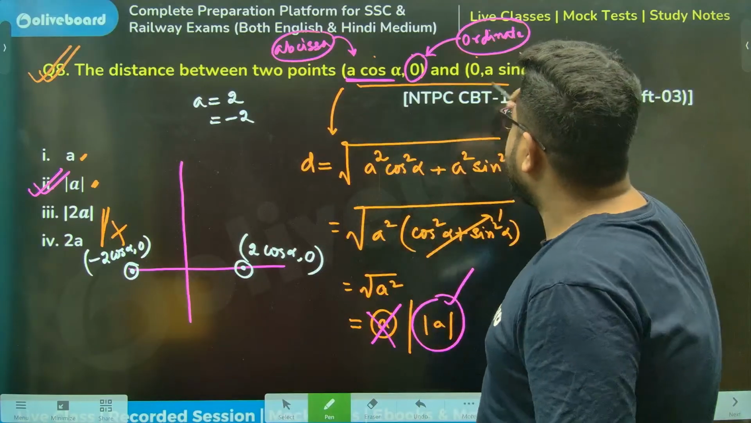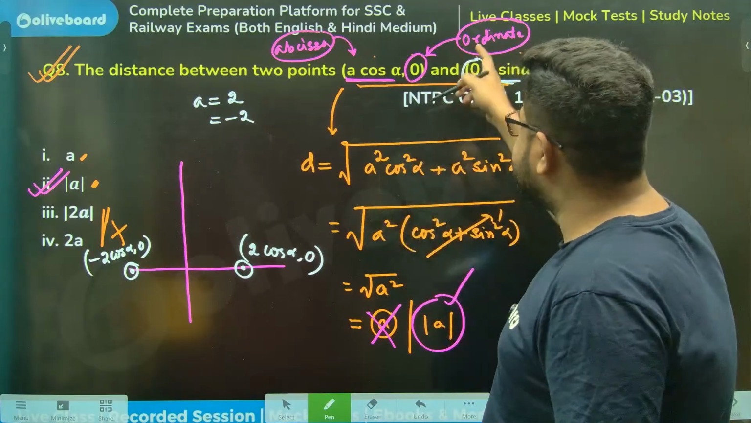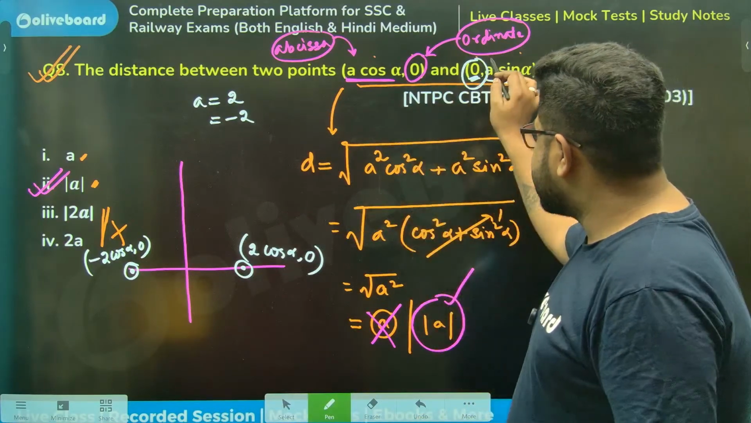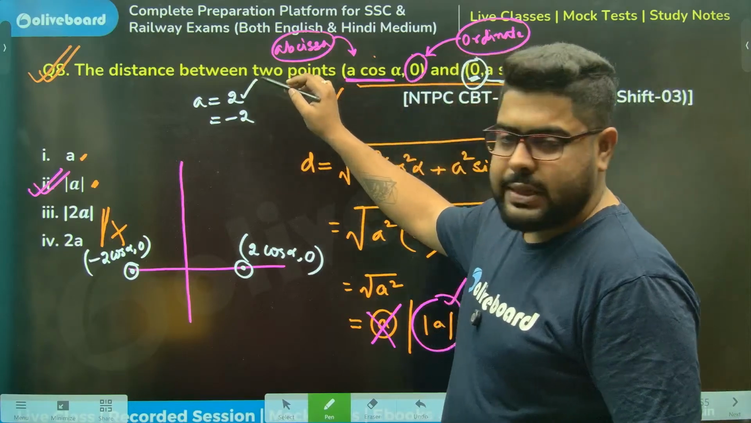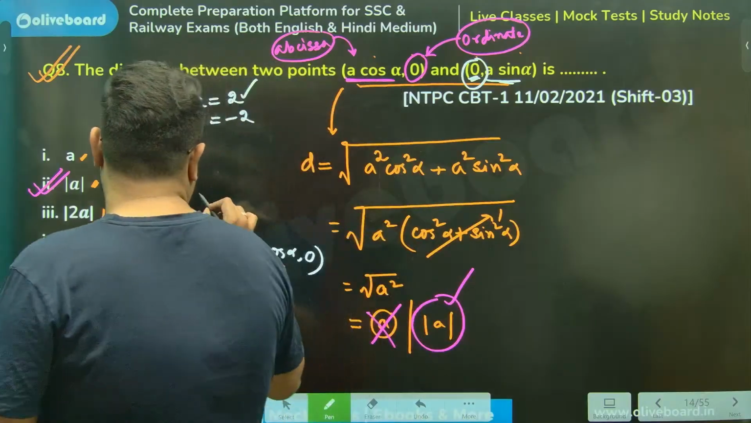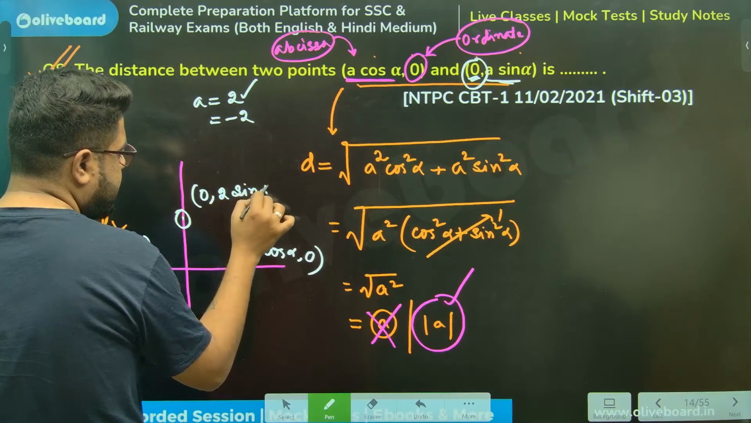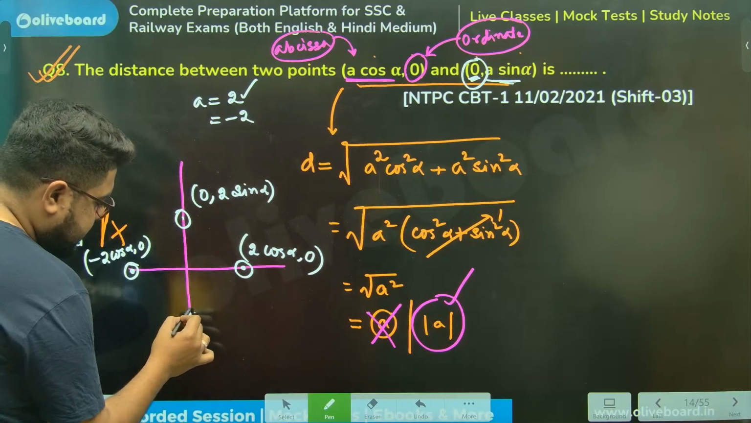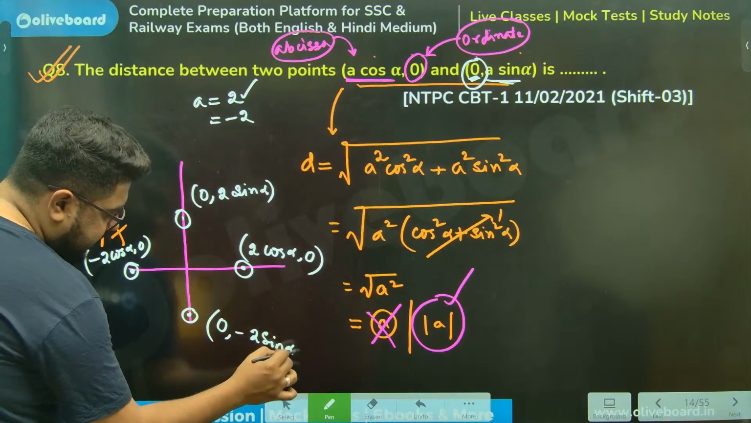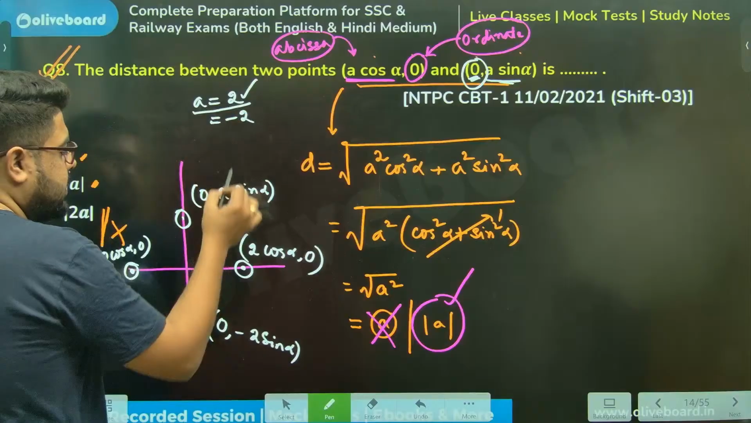Now, A sin alpha: in this case, abscissa is 0, and abscissa 0 means the point will be on the y-axis. If A is 2, the point is somewhere here, 0 comma 2 sin alpha. If A is minus 2, it will be 0 comma minus 2 sin alpha.